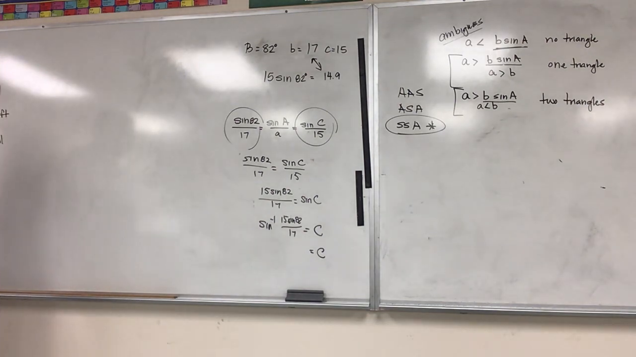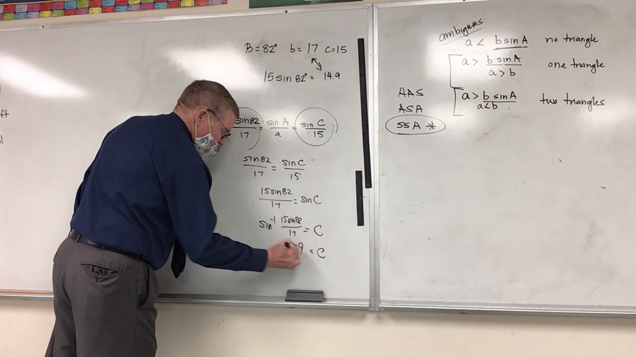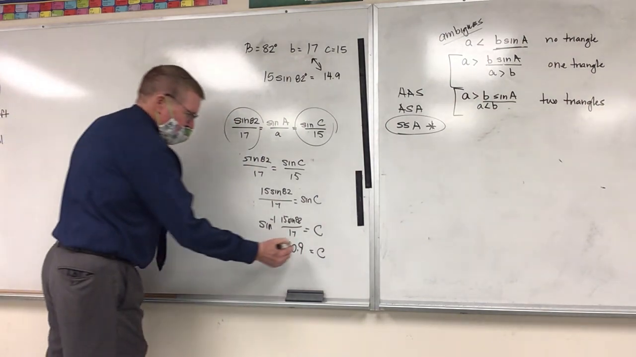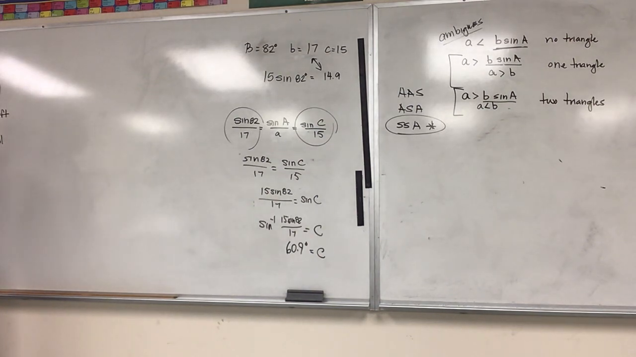I got 60.8. Well, no, 60.9. Sorry, so 61. Now always round to the tenth. Would everybody agree? 60.9.